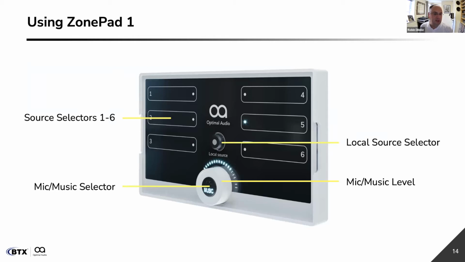Close-up view of it, there's your source selectors. You can see a nice, clean touch panel. You can remove the front Perspex panel and replace the graphics behind with something that's branded for your customer. And you have your local source selector, overall system source selectors, and your mic and music volume selector and control.